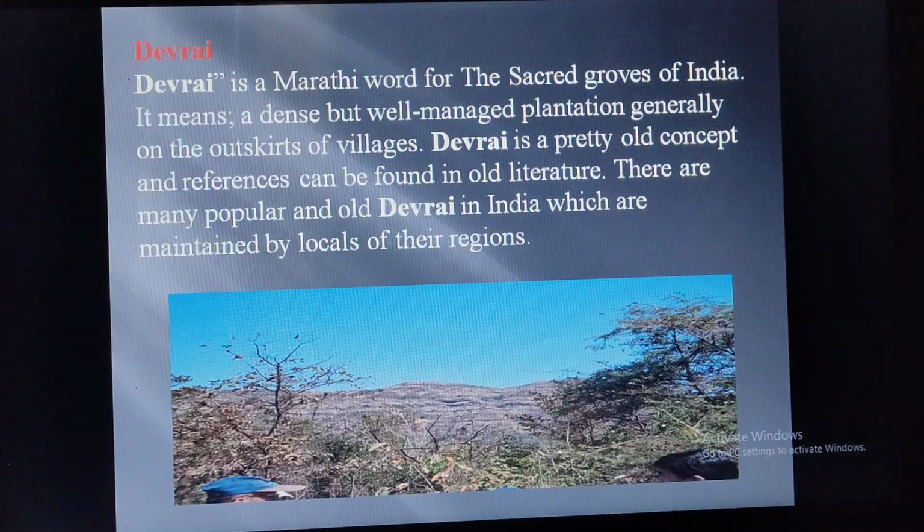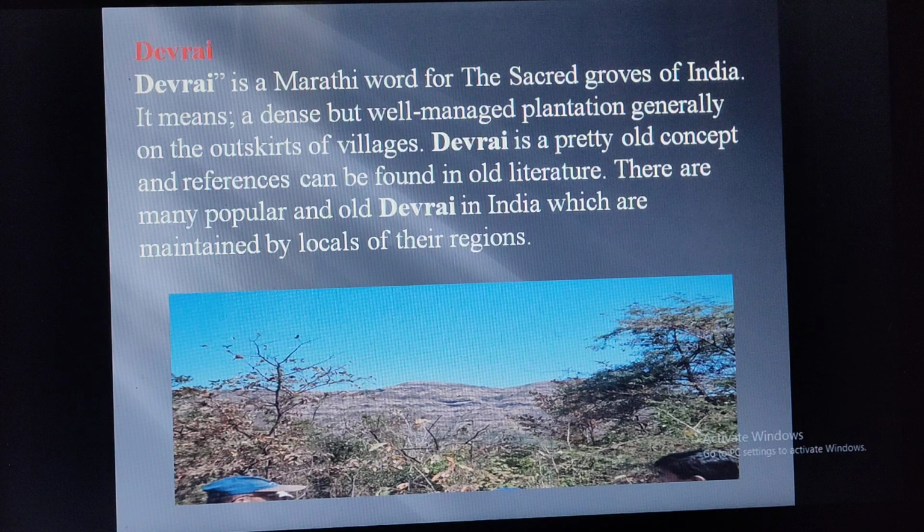Devrai. What is Devrai? Devrai is a Marathi word for the sacred groves of India. It means a dense but well-managed plantation, generally on the outskirts of villages. Devrai is a pretty old concept, and references can be found in old literature too. There are many popular and old Devrai in India which are maintained by locals of their region. Here in the picture you can see Devrais. So Devrais are nothing but dense but well-managed plantations on the outskirts of the villages.